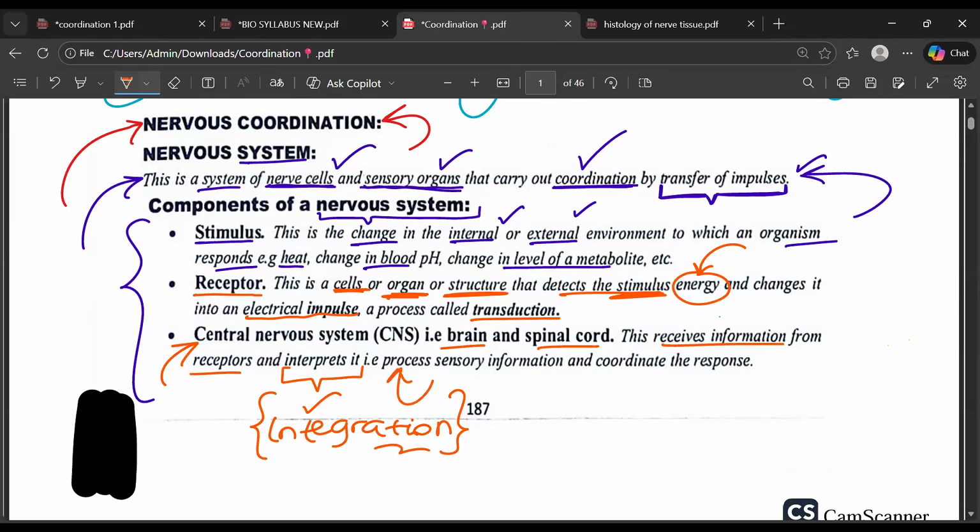Yeah, so they receive information from receptors, they interpret it, and then they command the effectors. That's why they call it coordinating the response. Yeah? It's the effectors that perform the response, but it is the brain or the CNS that commands. So it's like they coordinate that response. And they process sensory information. Which information they get from what? From the receptors. I don't know if you guys try to understand that.